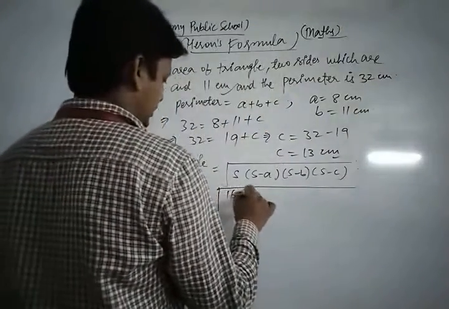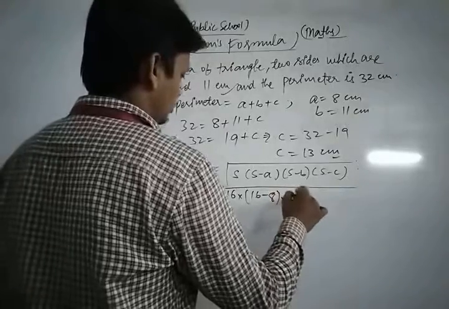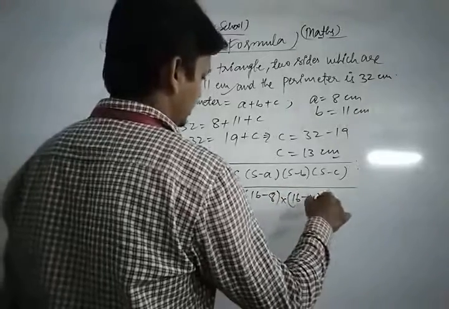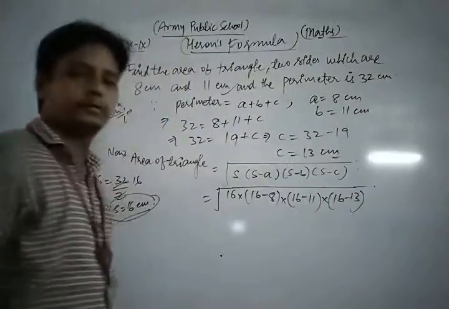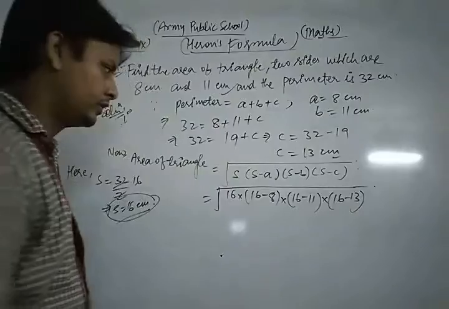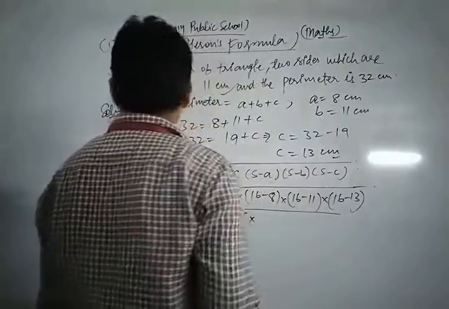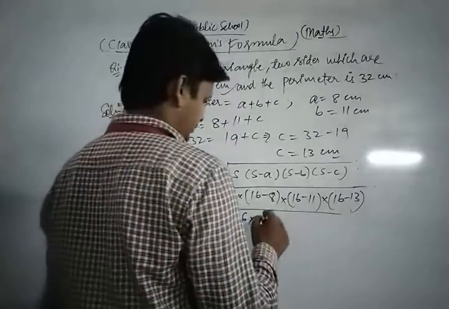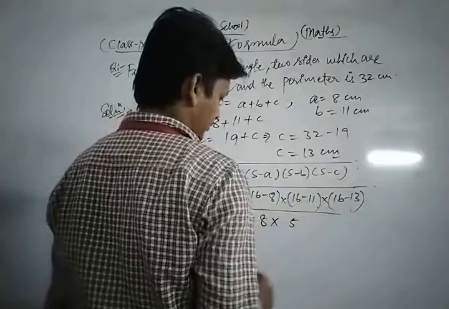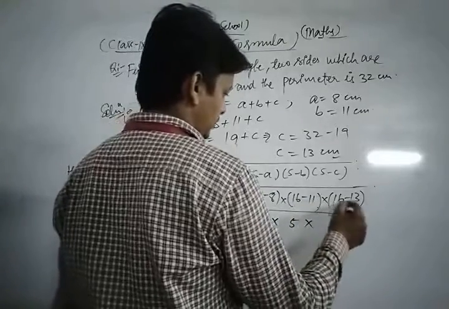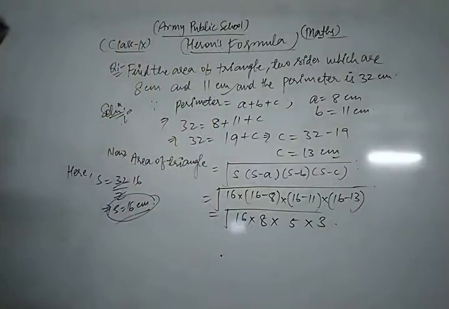Now we put the values. This is 16 into 16 minus a, means 8, into 16 minus b, means 11, into 16 minus c, means 13. We put all the values. Now we simplify them. This is 16 into 16 minus 8, that is 8, into 16 minus 11, that is 5, and 16 minus 13, that is 3.